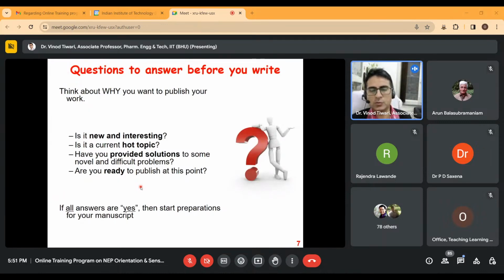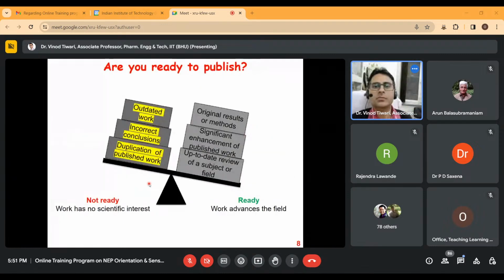Whether the data which you want to publish is good enough, or is it completed, or do you think there are other sets of experiments or questions which you need to answer before you think that it can be pushed for publication further? If there is yes to all these questions which we have discussed, then you can start preparing your manuscript for the publication.